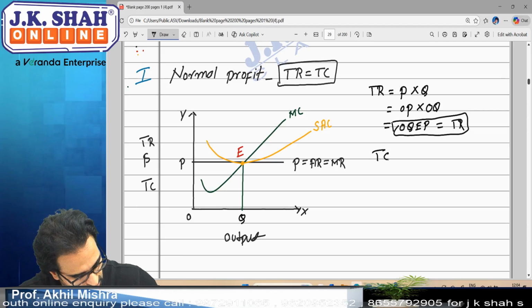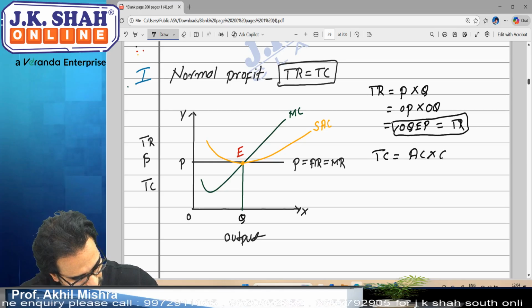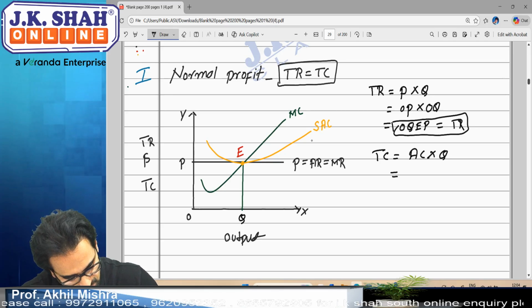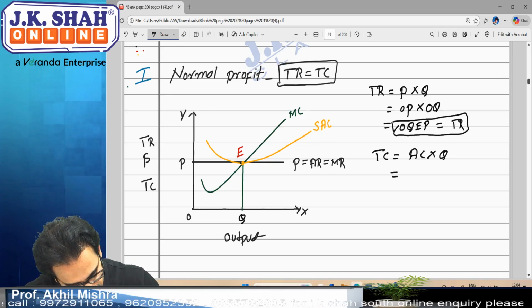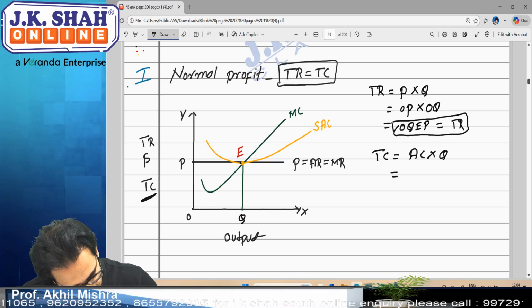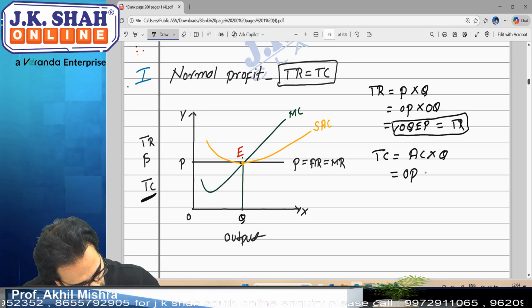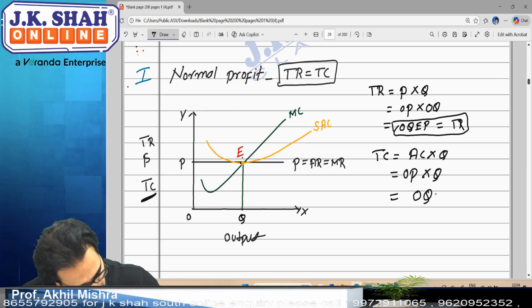Now go for total cost. I told you, average cost into quantity. See the average cost line, the yellow line. If you come to E, corresponding to EQ, we take this line on the y-axis because we are talking about cost. So the line equivalent to EQ is OP, so AC is also OP. OP into Q, if you multiply it, you get the same, OQEP.